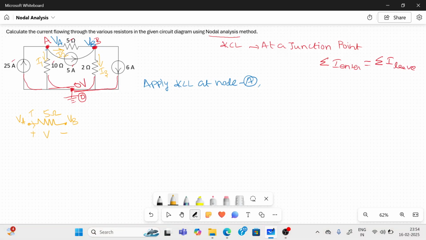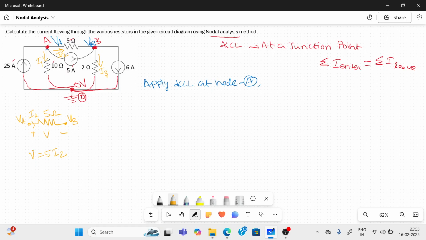The current is nothing but I2. Now, according to Ohm's law, what is Ohm's law? At a constant temperature, V is equal to IR. Here also, V is equal to 5 I2. So V is nothing but I2 into 5.